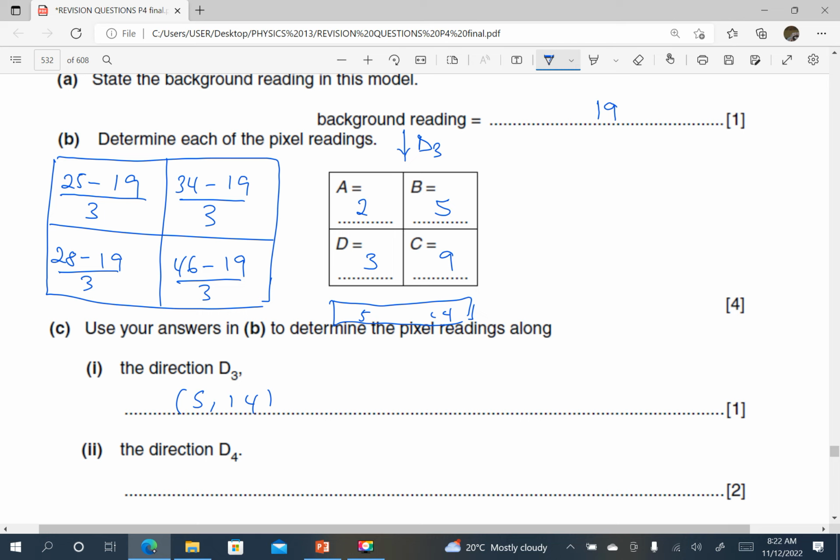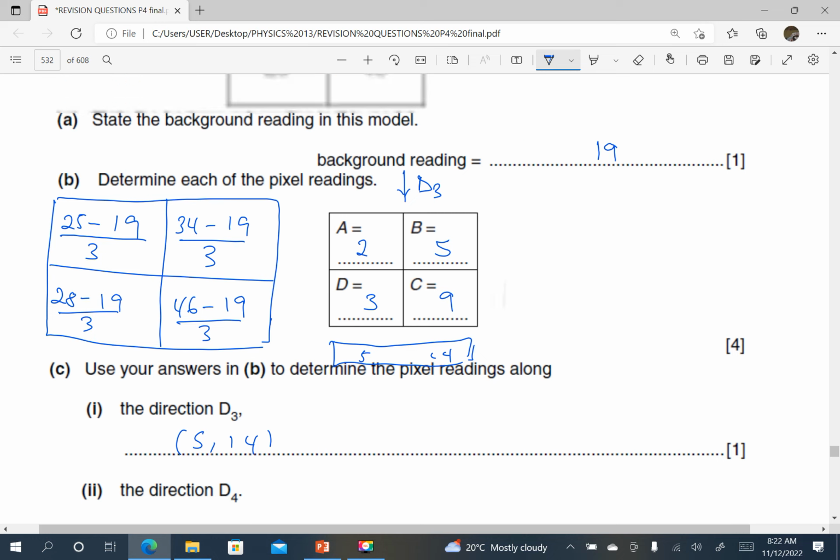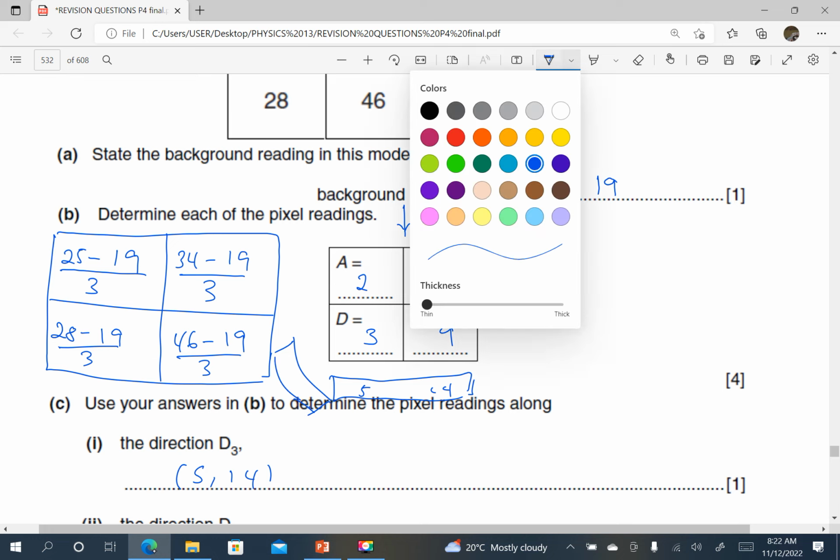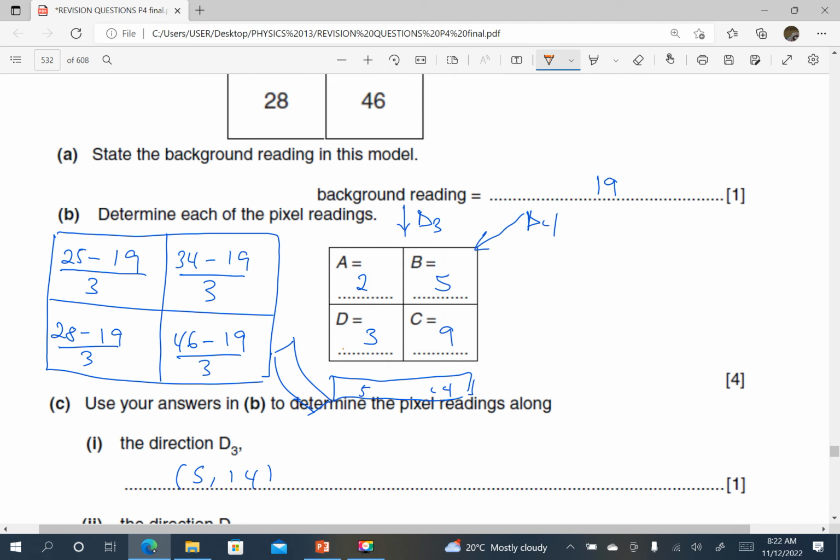Then use your answer again to determine the pixel readings along the direction D4. I think D4 was in this side here. This was D4. So the detector is going to be this side. So we sum up the readings diagonally. I'll change the color here. So we sum up the readings from this side. So this is what we shall be having.